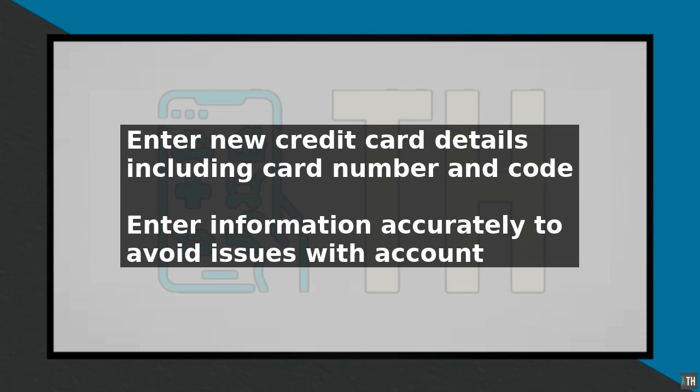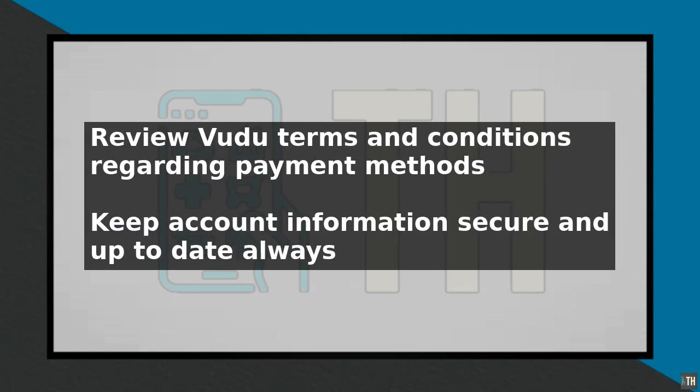If you want to add a new credit card, click on the Add Payment Method button and follow the same process. Once you have entered the new credit card details, click on the Save Changes button to update your payment information. It is essential to keep your payment information up to date to ensure uninterrupted access to Vudu services.